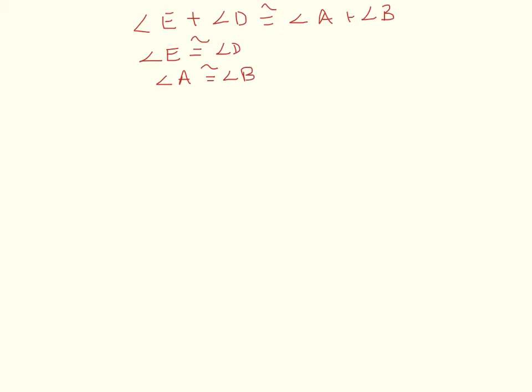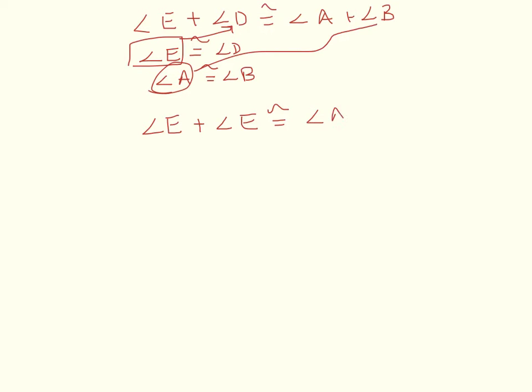And we can substitute in angle E in here for angle D. In a nice proof, you don't write that, but I'm just explaining. Angle E plus angle E is congruent to, and we can do this over here, put in A where we have the B, and we can get angle A plus angle A.